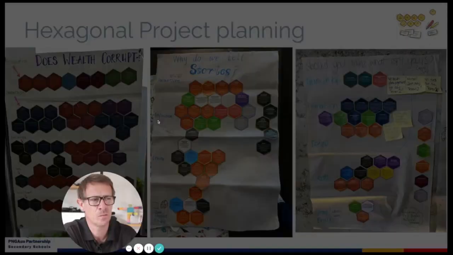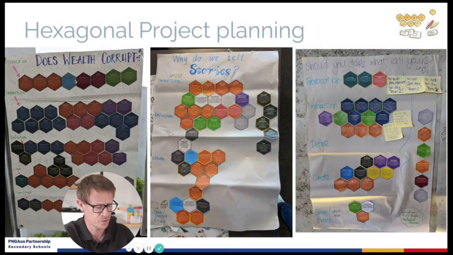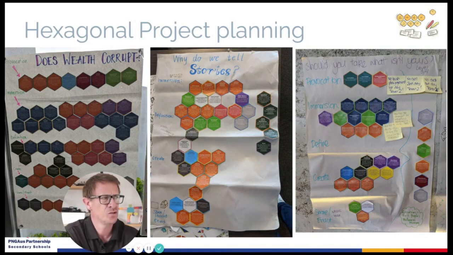Let's look at some examples. You can see here that these are all to do with projects that have got titles at the top. So, should you take what isn't yours, on the right-hand side? Why do we tell stories? A great question in the middle there, probably something to do with literacy and narrative. Does wealth corrupt? Look at that. That's a great provocation, isn't it, to begin with?